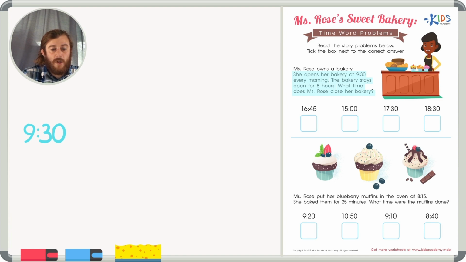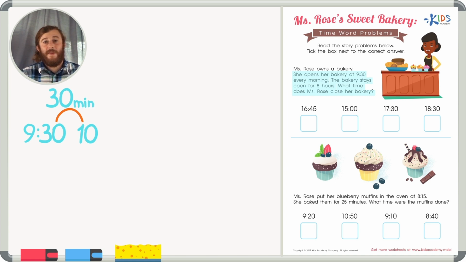Now we're going to make small jumps. In order to work up to 8 hours of time, we're going to use friendly numbers to make this math easy for us. So whenever I see a 30, I always like to jump to an even hour. So I'm going to jump from 9:30 to 10 o'clock. Now when I jump from 9:30 to 10 o'clock, that's 30 minutes of time that have elapsed. So I'm going to write 30 minutes up top.